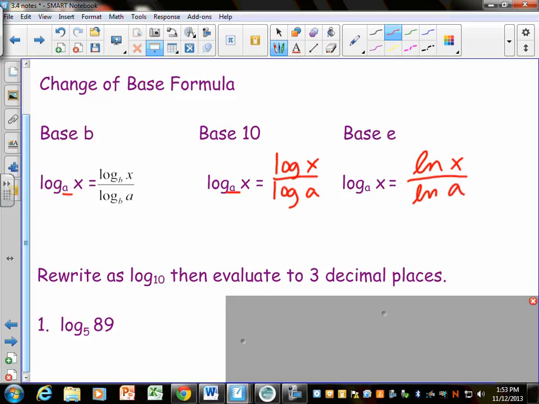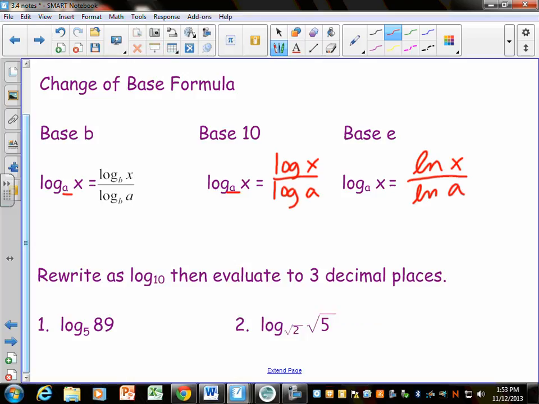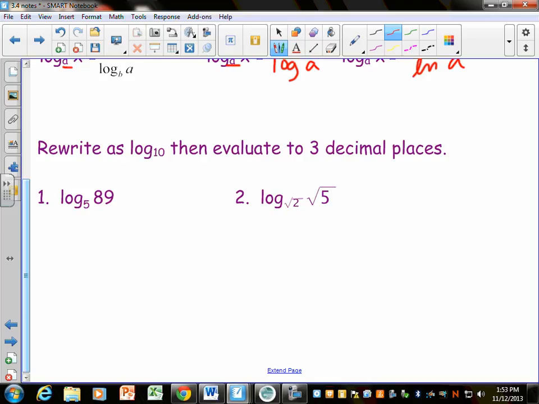Unless you had one of those sneaky calculators that already does log base 5, up until this point, you haven't been able to do log base 5 of 89. Look, I'll just move this up so you can all see. Like this. Because this is like saying 5 to the what power equals 89. I don't know, it's a decimal. But now we can rewrite it, and we can use our calculators.